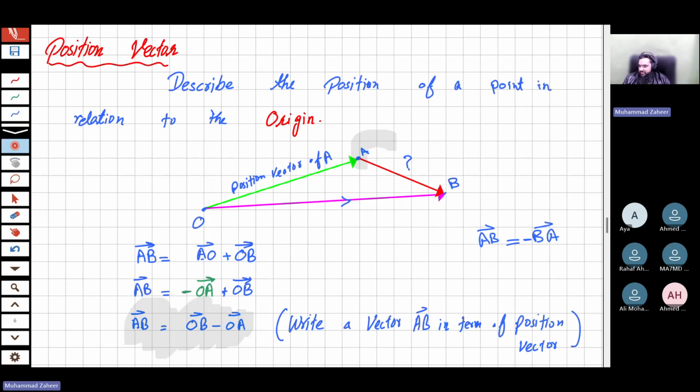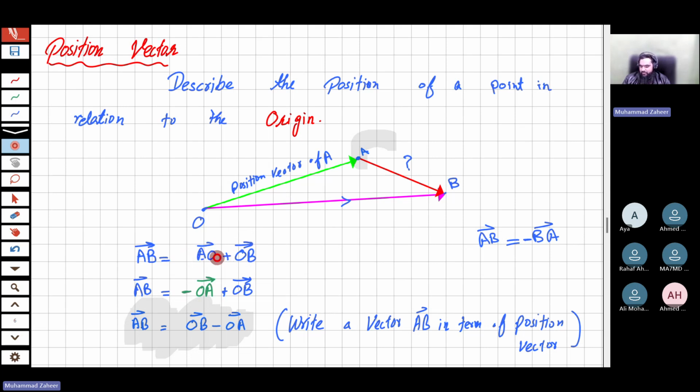This is a very common statement that we have to use a lot of times. For example, if you need to find the vector AB, we always try to relate them with the position vectors of the points. So if you want to move from A to B, we'll go from A to O and O to B. Now O to B is a position vector, but A to O is not a position vector. So we have to replace them.